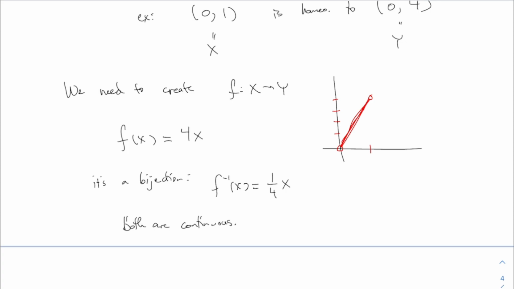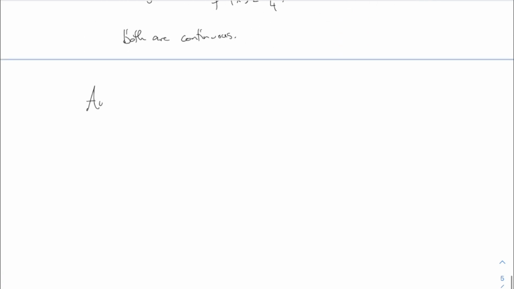So, can I just say any? So the upshot here is any two open intervals are, I'll use the book's language, topologically equivalent.